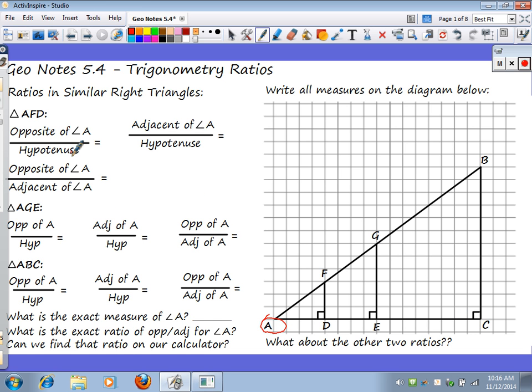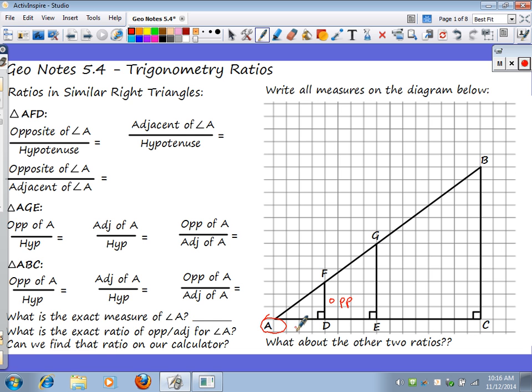Now I just want to look at a couple of ratios, but for time purposes we're not going to be able to do all of them. But I want to focus on the opposite and the adjacent. So let's look at angle A. The opposite side of angle A would be this side over here. That's across from angle A. It's called the opposite side. That means it's not touching angle A at all. You see that? Not touching angle A. So over here, it's FB. That does not touch angle A.